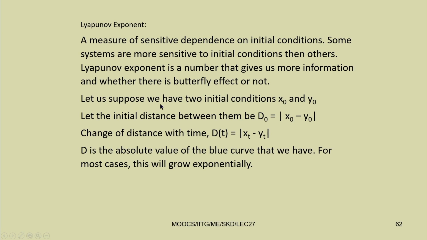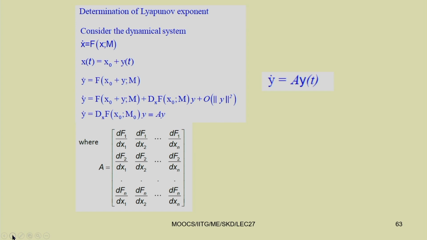Let us suppose we have two initial conditions x0 and y0. Let the initial distance between them be d0, that is the initial difference x0 minus y0. Now consider the change of the distance with time. At time t, let the difference be xt minus yt, and d is the absolute value of this. In most of the cases it will grow exponentially. We will see how the separation behaves in case of different attractors.